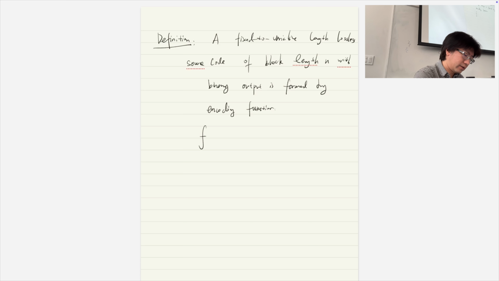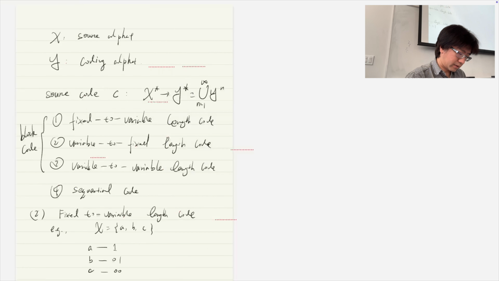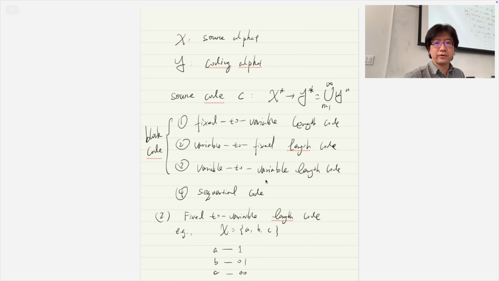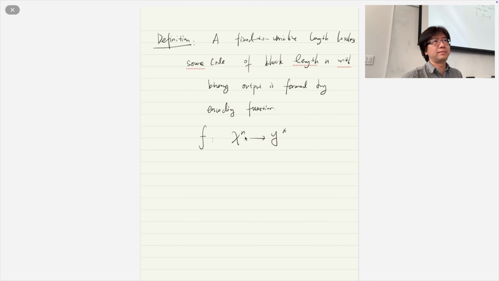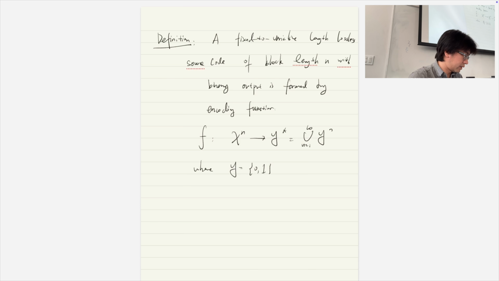We have f here, a map from X^n to this. You can see that it's a special case of what we covered before, where a source code is from X* to Y*. But that's the general case. Now, because the length is fixed, we define it from X^n to Y*. Again, Y* here is the union of all Y^n, but now Y is only binary, in {0, 1}.